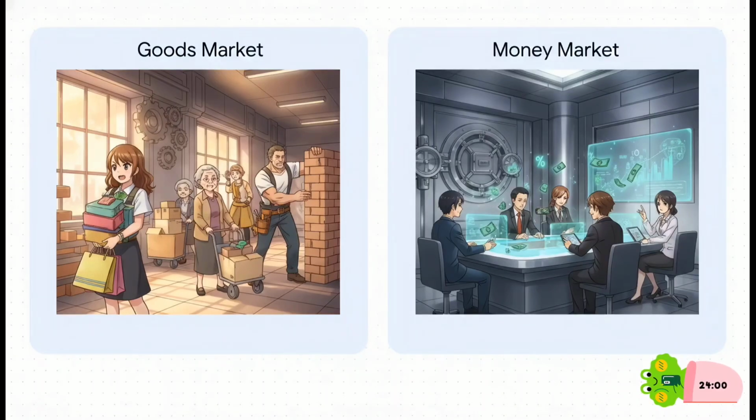But step across the border into the money market, and the vibe completely shifts. Here, it's all about people deciding to hold cash, demanding liquidity, and responding to interest rates. So the burning question in this world is entirely different. It's, how is the interest rate determined? Literally two separate worlds, asking two completely separate questions.